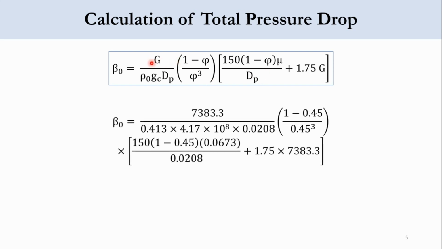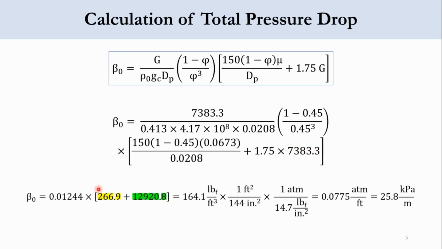Substituting the values, the value of G is 7383.3. Rho naught is 0.413. G of C is 4.17 into 10 raised to power 8. D of P is 0.0208. Void fraction 0.45, again the same 0.45. 150 into 1 minus 0.45. Mu is 0.0673. D of P is 0.0208. And 1.75 into 7383.3. Then the first parameter answer is 266.9, and the second parameter answer is 12920.8. We term these as laminar and turbulent contributions in the system, and the outer expression value is 0.01244.